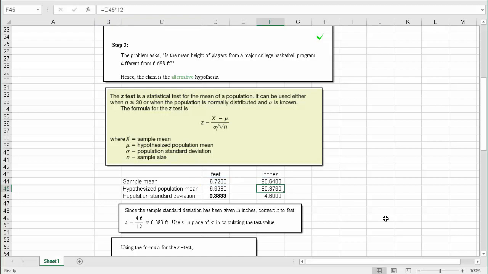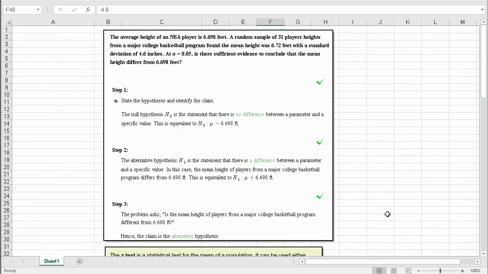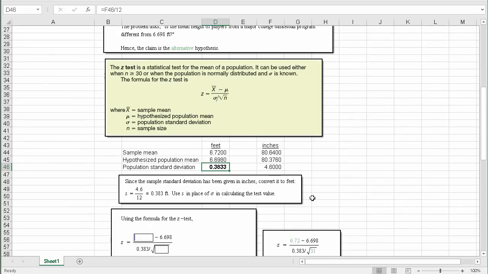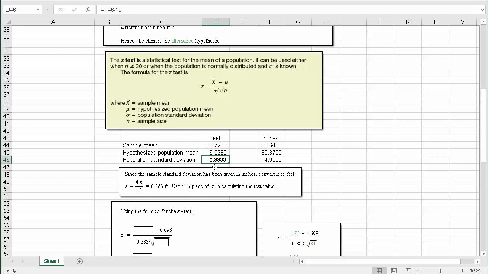And then we do the same formula for the hypothesized population mean if you wanted it in inches, but then they gave us inches for the population standard deviation. If we slide back up here, they say the standard deviation was already in inches. So we've got to go through the conversion. In this case, you take the 4.6 inches and divide it by 12 to turn it into feet. Okay, so now that we have everything in feet, we can do the calculation. So we convert it to 0.383.